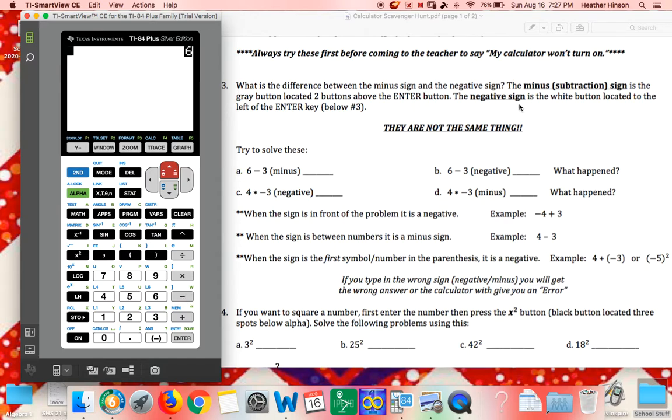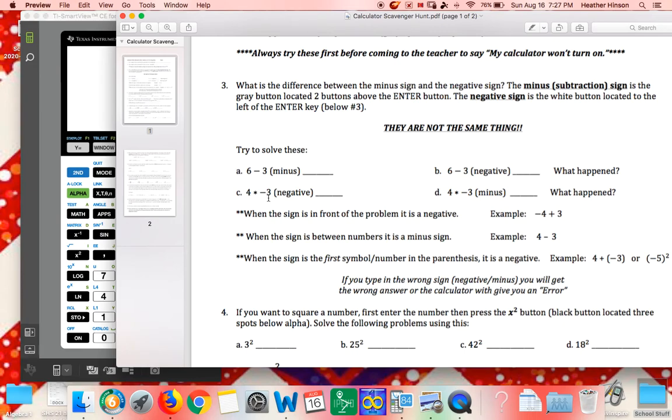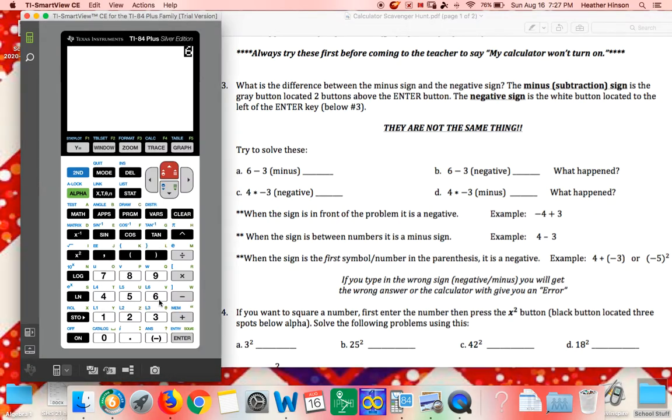The negative sign is the white button located to the left of enter. It's below number 3. It's down here by itself. It doesn't have the plus and all the other operations with it. It's completely by itself. And it's got parentheses around it. That's how you're going to know it's negative. So when you're putting these in the calculator, you can try it with 6 minus 3. If you hit 6 minus sign 3, obviously you're going to get 3.